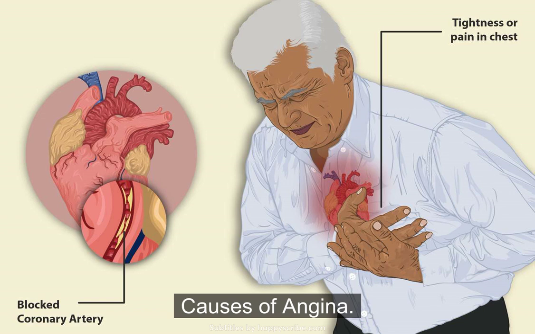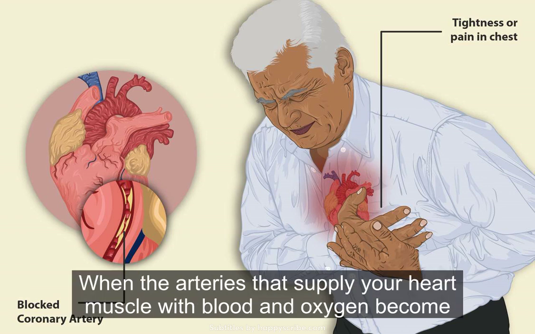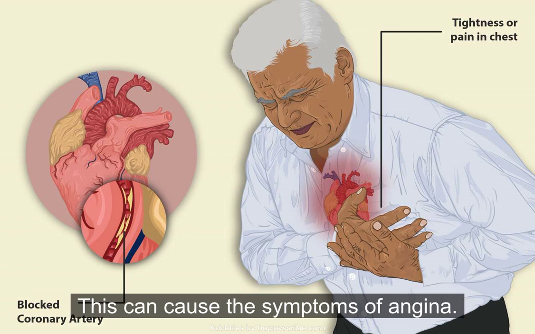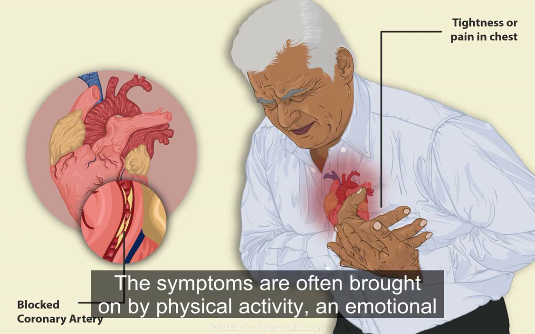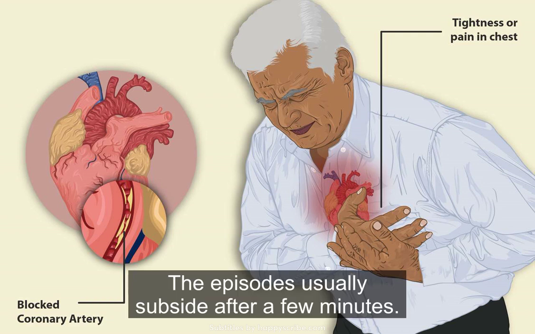Causes of angina. Angina is usually caused by coronary heart disease. When the arteries that supply your heart muscle with blood and oxygen become narrowed, the blood supply to your heart muscle is restricted. This can cause the symptoms of angina. The symptoms are often brought on by physical activity, an emotional upset, cold weather or after a meal. The episodes usually subside after a few minutes.